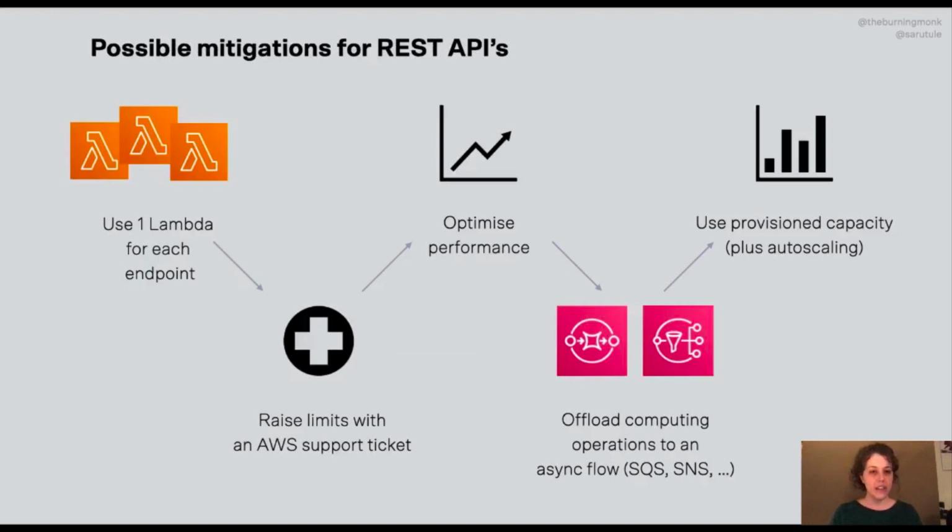Last but not least, you can use provisioned capacity plus autoscaling. The autoscaling part is especially important if you don't know when your traffic will be generated. As we mentioned before, you can integrate the provisioned limit together with CloudWatch metrics and alarms.